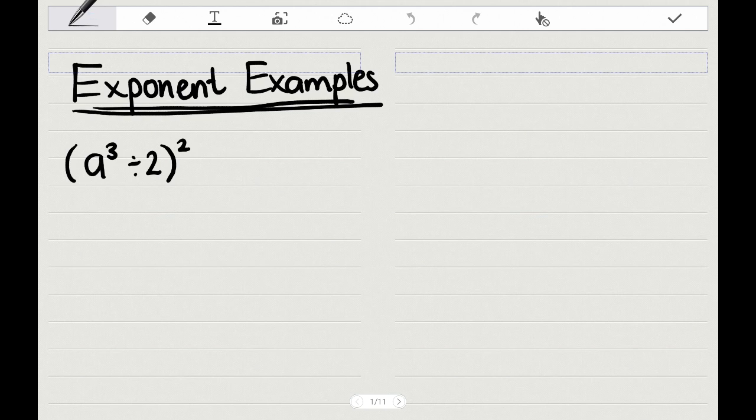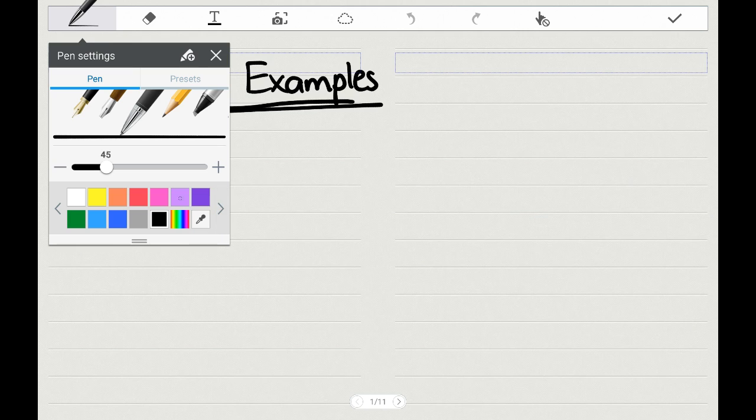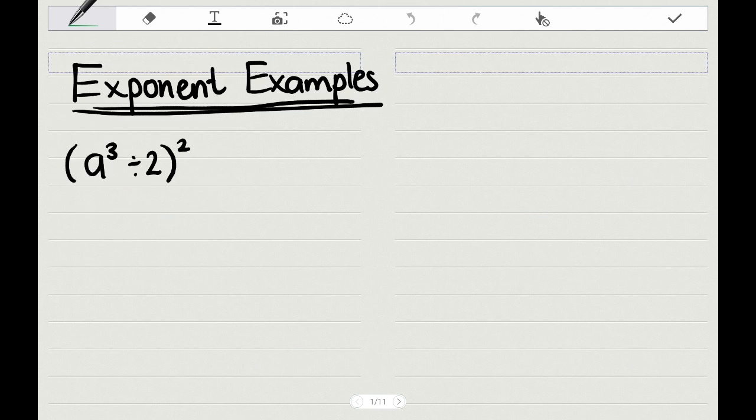Okay, so let's start. So let's choose a nice color, green. Okay, let's make it a little bit thinner too. Okay, so over here we've got a cubed divided by 2 squared. The thing about exponents, there's many ways of attempting the same question, so it all depends on you. So instead of having the actual division sign, I'm going to write it as a quotient.